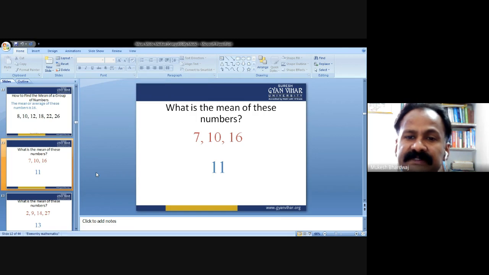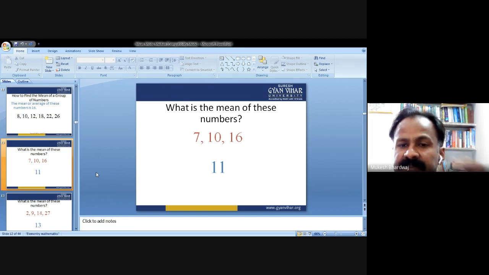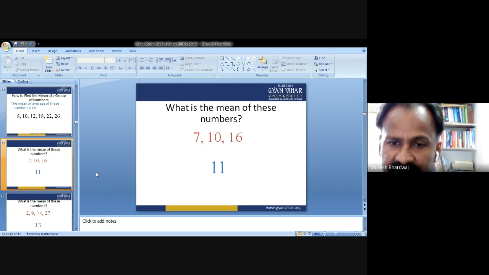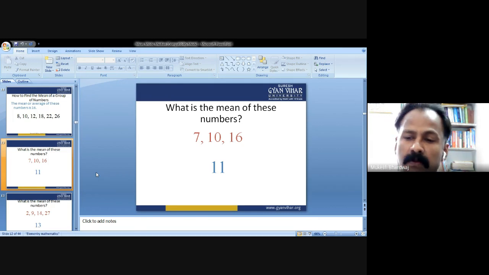What is the mean of these numbers? Three numbers are given to you: 7, 10, 16. For finding out the mean or average, you just add these numbers: 7 plus 10, 17, 17 and 16, 33. 33 divided by 3 comes out to be 11. So 11 is the average of these numbers. I feel that there is no problem in calculating the average, arithmetic mean or mean.